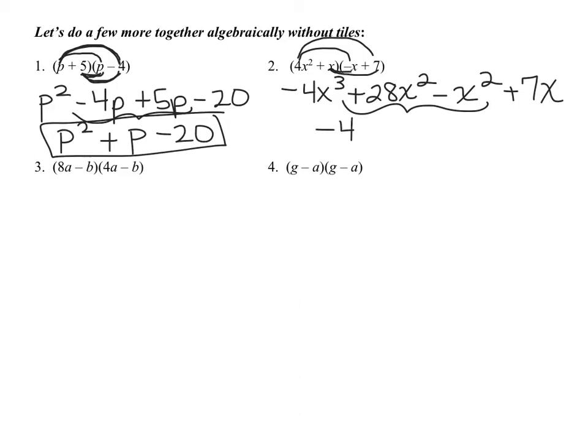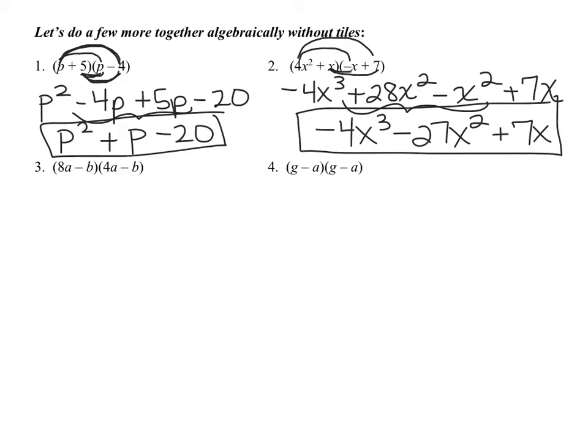So this answer is going to be negative 4x to the third minus 27x squared plus 7x. So if you think you have it, you can go ahead and stop the video and try number 3 on your own, or just stick with me for a moment. So for number 3, I'm going to multiply 8a times 4a, which is going to give me 32a squared.